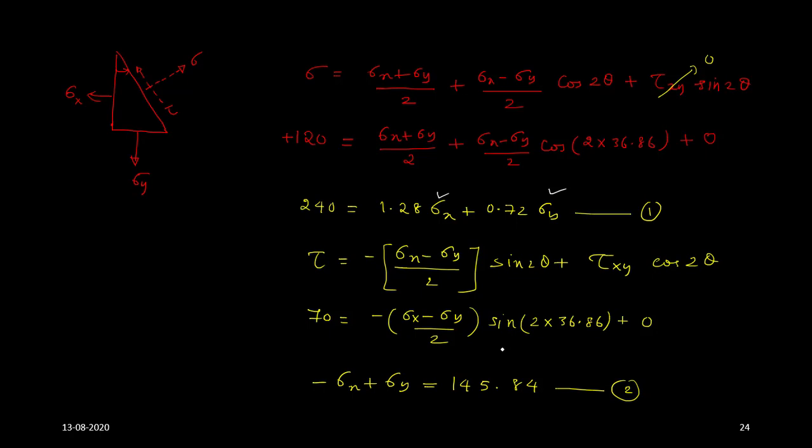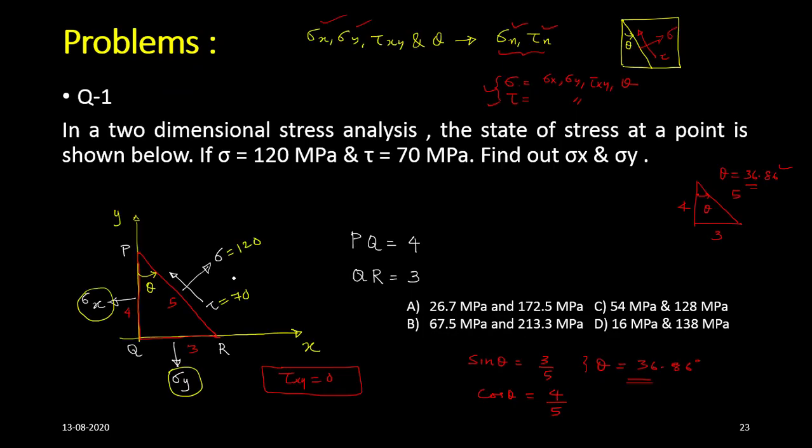You can solve these two equations and we will get the value of sigma x equal to 67.49 Newton per millimeter square and sigma y is 213.33 Newton per millimeter square. So this is your final answer. Let us check the given options. So the final answer is option B.